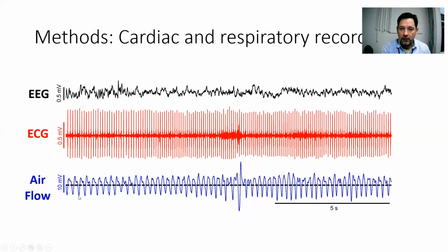The breathing signal is here in blue. Downward deflections are inspirations, breathing in, and deflections above this line are expirations, or exhaling. So we can count breathing frequency. We can see things like this, which is what I would call an augmented breath, or a sigh or a yawn, which mice do just like humans do. And when there's apnea, we'll see a flat line down the middle, which we'll see during some seizures.